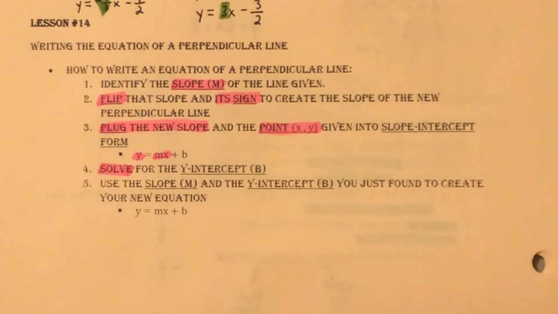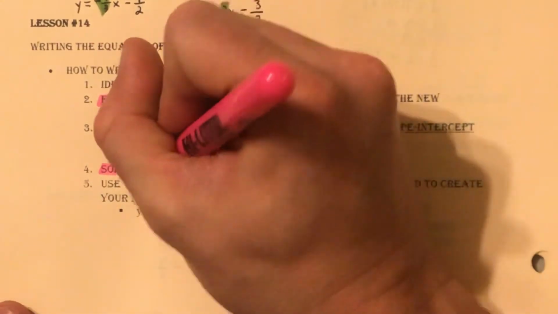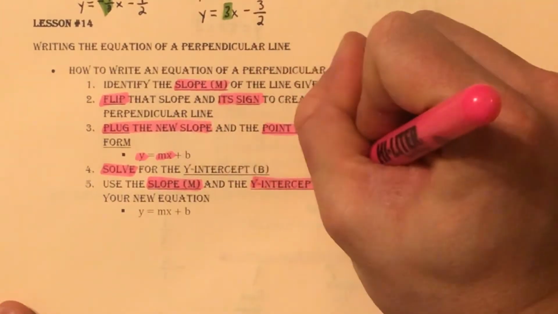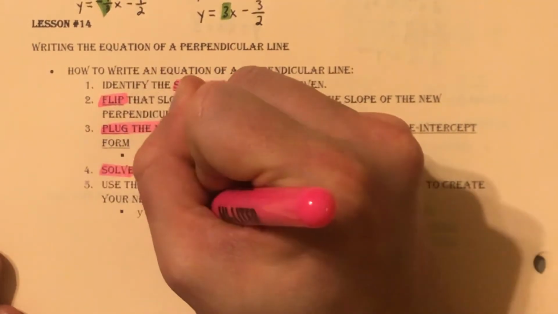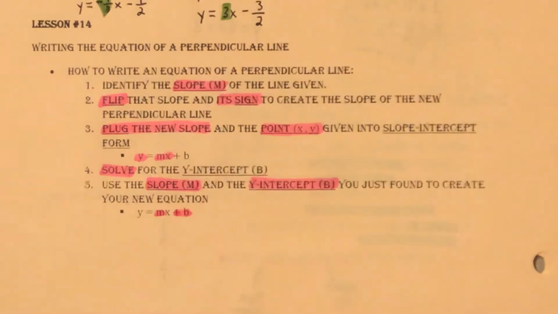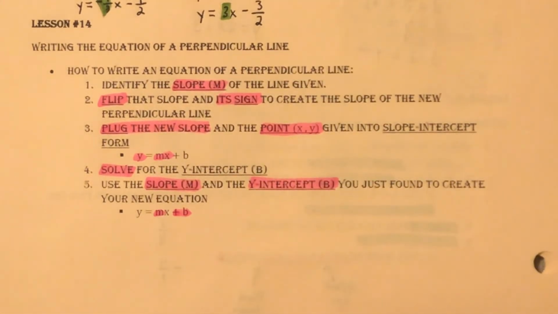And then once we've figured out what b is, we can use the slope and the y-intercept to find our new equation by plugging them in for the m and for the b. And then the y and the x would stay as they are. So this is really the same process that we did for parallel lines when writing the equation, right? The only difference is that changing of the slope.